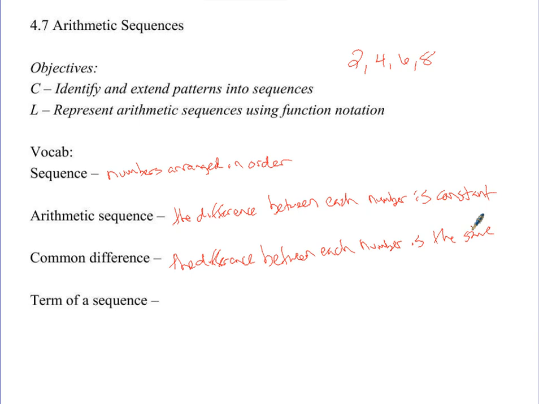The term of a sequence is each individual number in a sequence. So, in this sequence that I gave you, 2 is a term, 4 is a term, 6 is a term, 8 is a term. If you were to continue on with this pattern that we're seeing here, 10, 12, 14, 16, those are all terms as well. Each one of them is its own term. The first term would be the first one that you see, 2.